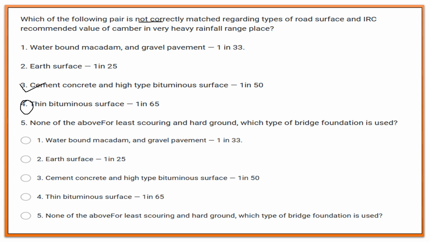Next option is waterbound macadam and gravel pavement. For waterbound macadam and gravel pavement, the range for heavy is 1 in 33 and for the low 1 in 40. So this is also correct. Then last is earth surface, which is 1 in 25. This is also correct: 1 in 25 for heavy rainfall and 1 in 33 for light rainfall. So here option number 4 is the answer, which is thin bituminous surface.